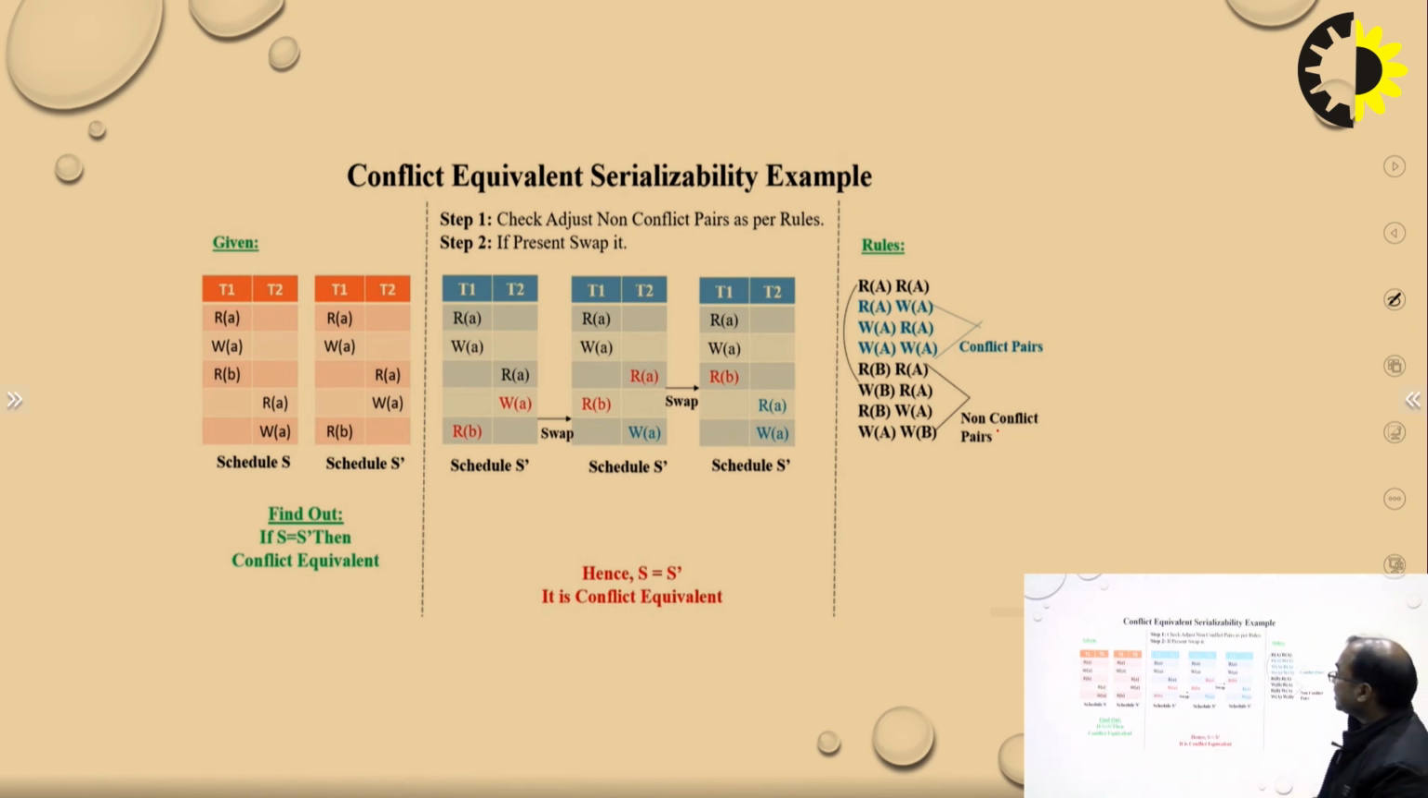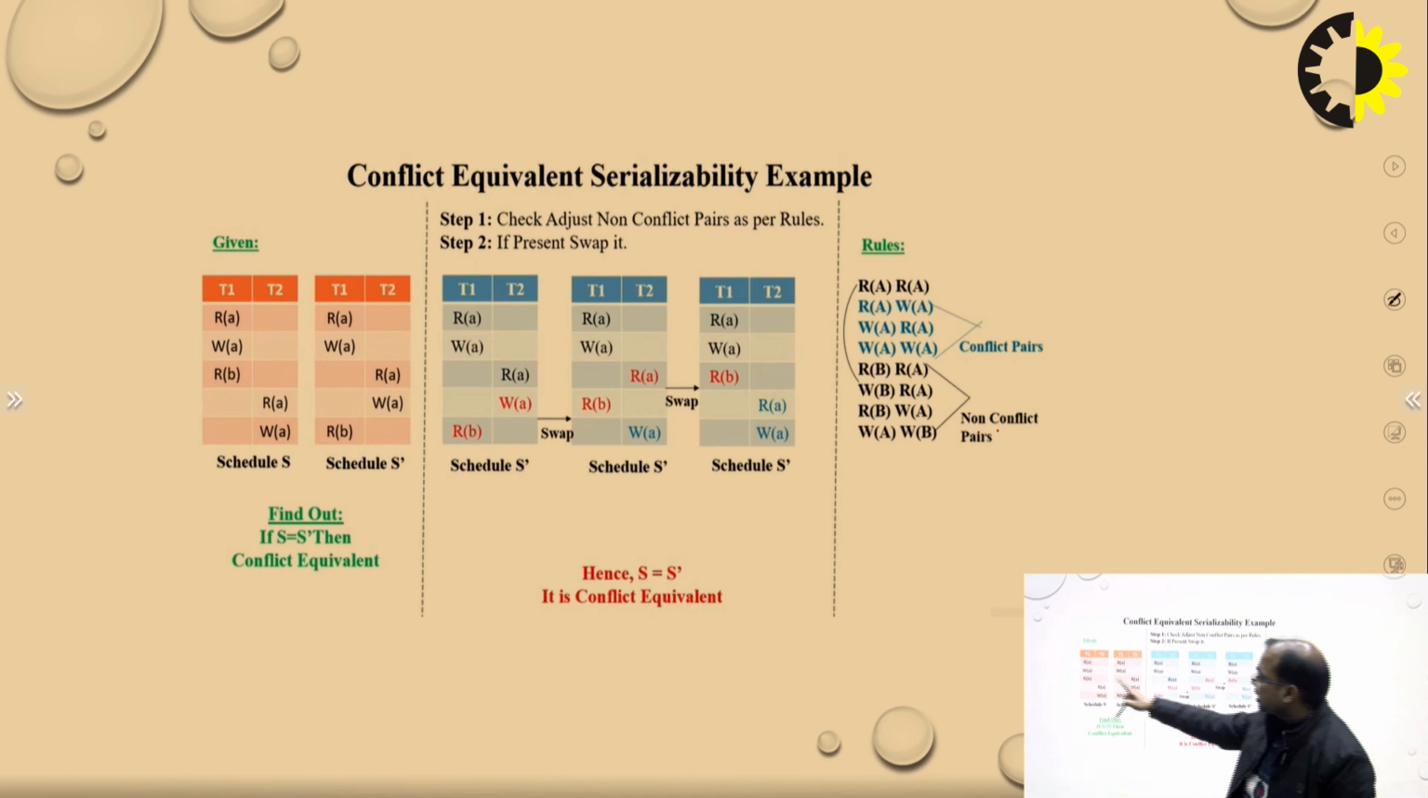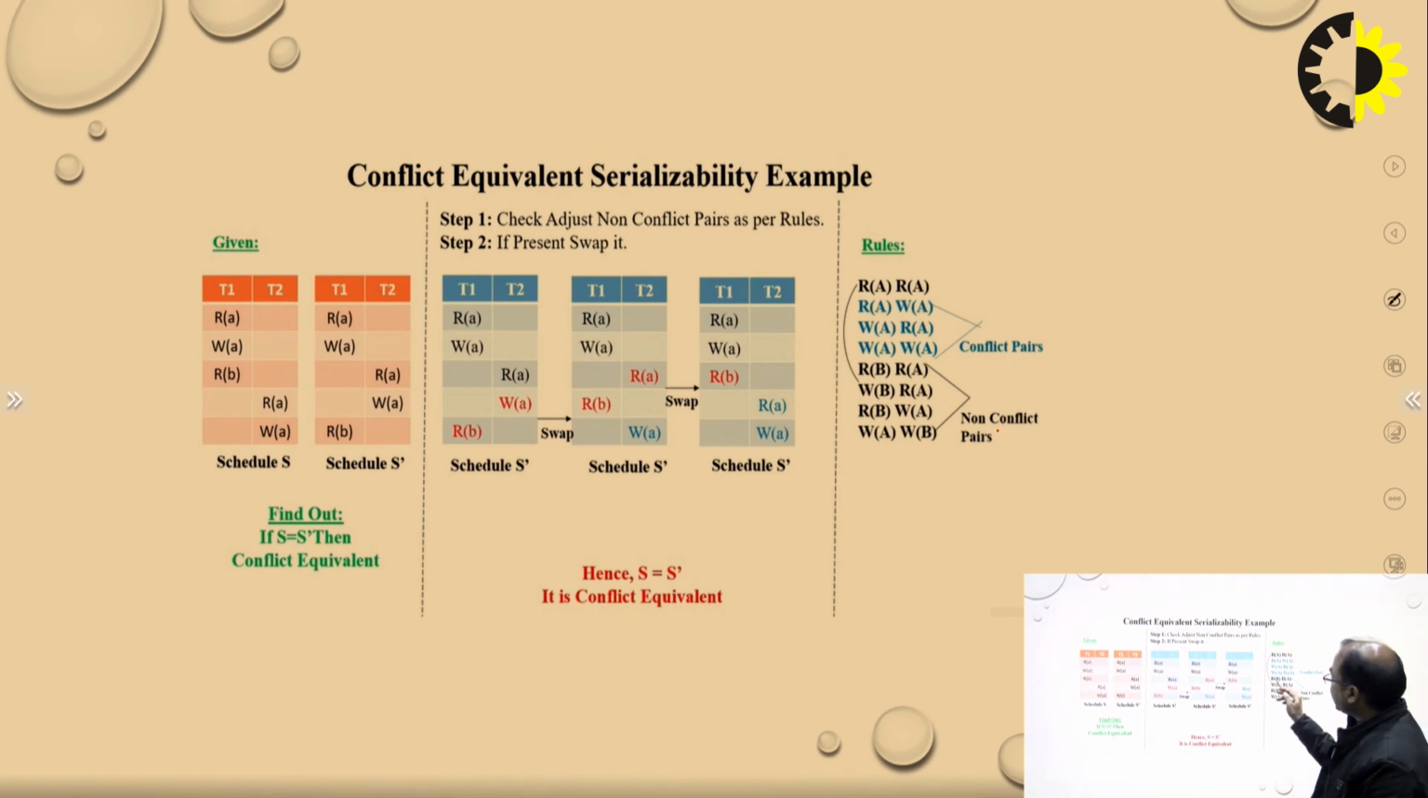Next we have a writing of A and a writing of A. Write-write is also a conflict. This is the next conflicting pair. But writing of B and reading of A is no conflict. Reading of B and writing of A is no conflict. Reading of A and writing of B is no conflict. So only three conflicting pairs are found: reading of A and writing of A, writing of A and reading of A, and writing of A and writing of A. That is a read-write, a write-read and a write-write conflict pair.